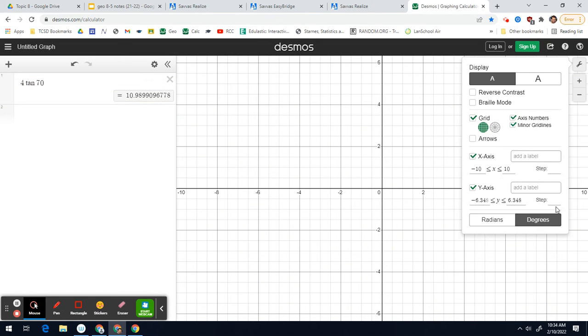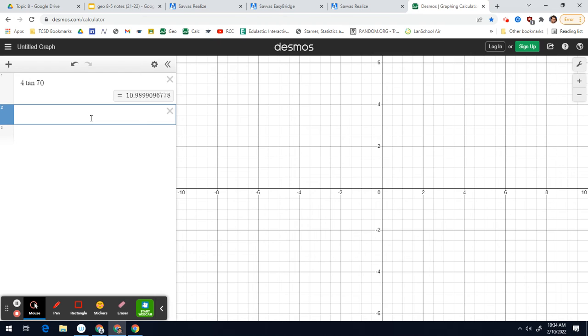So make sure I'm in degree mode. I am. I open up a fraction first: 61 sine of 4 over sine of 165. And I get 16.44, so let's just round to 16.4.